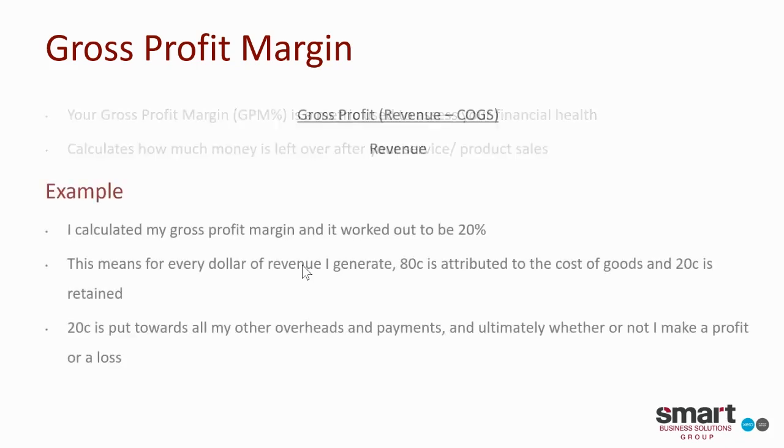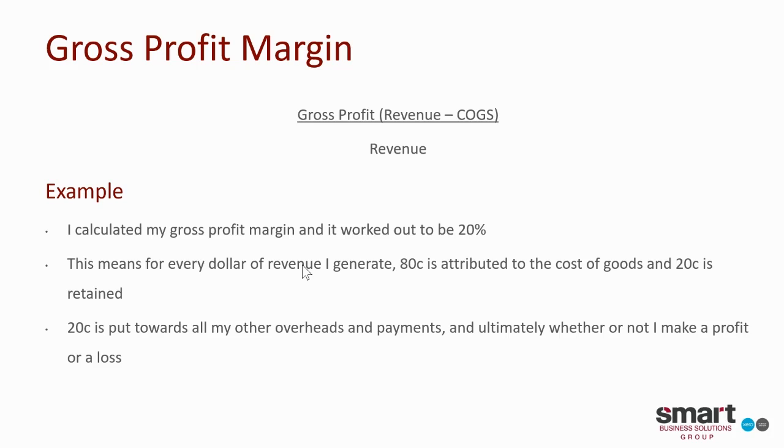So let's jump straight into an example. The calculation is your gross profit divided by your revenue. Your gross profit is worked out by taking your revenue less all your cost of goods sold. You then take that final figure and divide it by your total revenue, and this is going to give you a gross profit margin percentage.